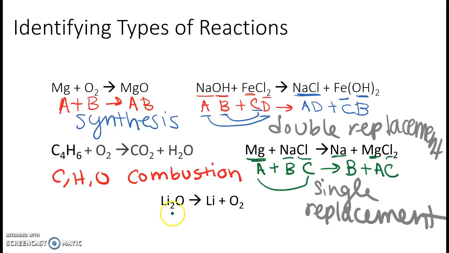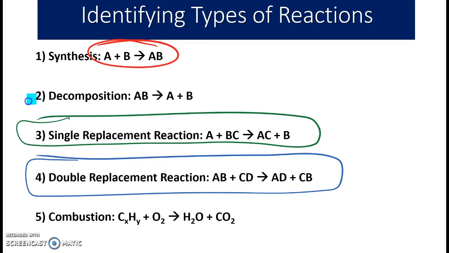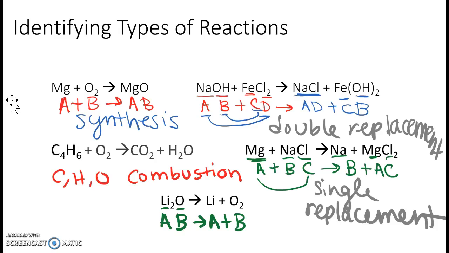So our last example, we know it's not combustion, it has lithium in it. So we're going to define or assign each element to a letter. Lithium is A, oxygen will be B, and then we can see it breaks into two elements. So we'll have A plus B. So this matches the reaction framework for decomposition, where you start out with one compound and you break it into two elements.